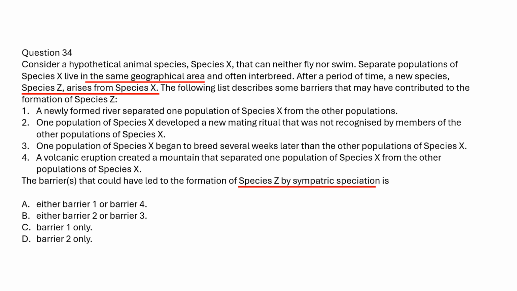Two barriers should induce this new species Z. One population of species X developed a new mating ritual that was not recognized by members of the other populations of species X. One population of species X began to breed several weeks later than the other populations of species X.